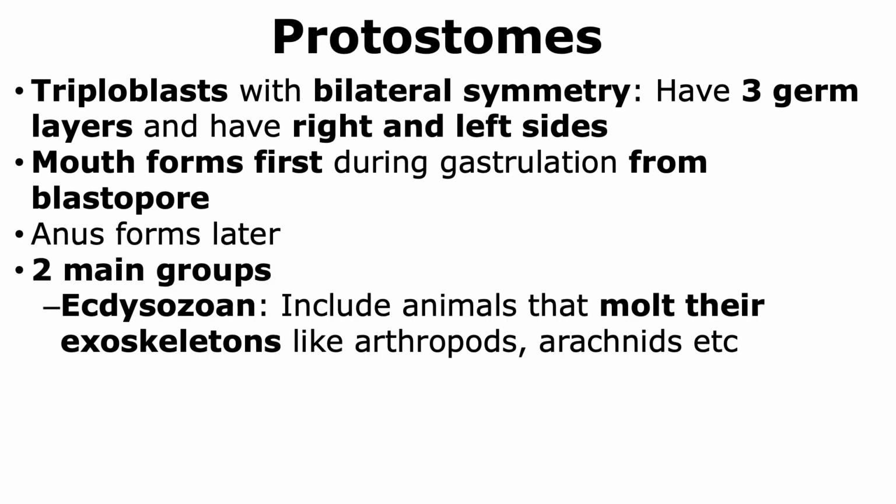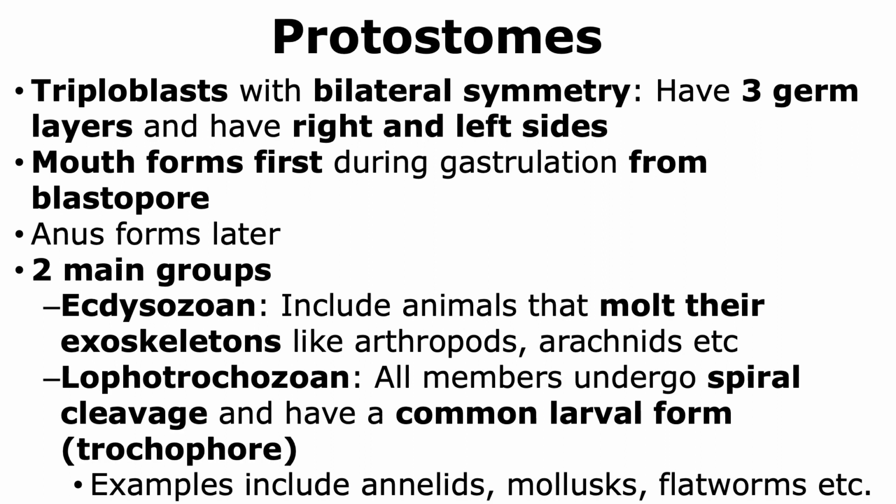Within the protostomes, there are two main groups. The ecdysozoan animals are animals that molt their exoskeletons, and thus animals like arthropods, millipedes, and arachnids come under the ecdysozoan group. The second group is the lophotrochozoans. Now, all members of this group undergo spiral cleavage, which is a type of cleavage that happens during embryonic development. And they have a common larval form that's called the trochophore. Examples of lophotrochozoans are annelids, mollusks, flatworms, etc.